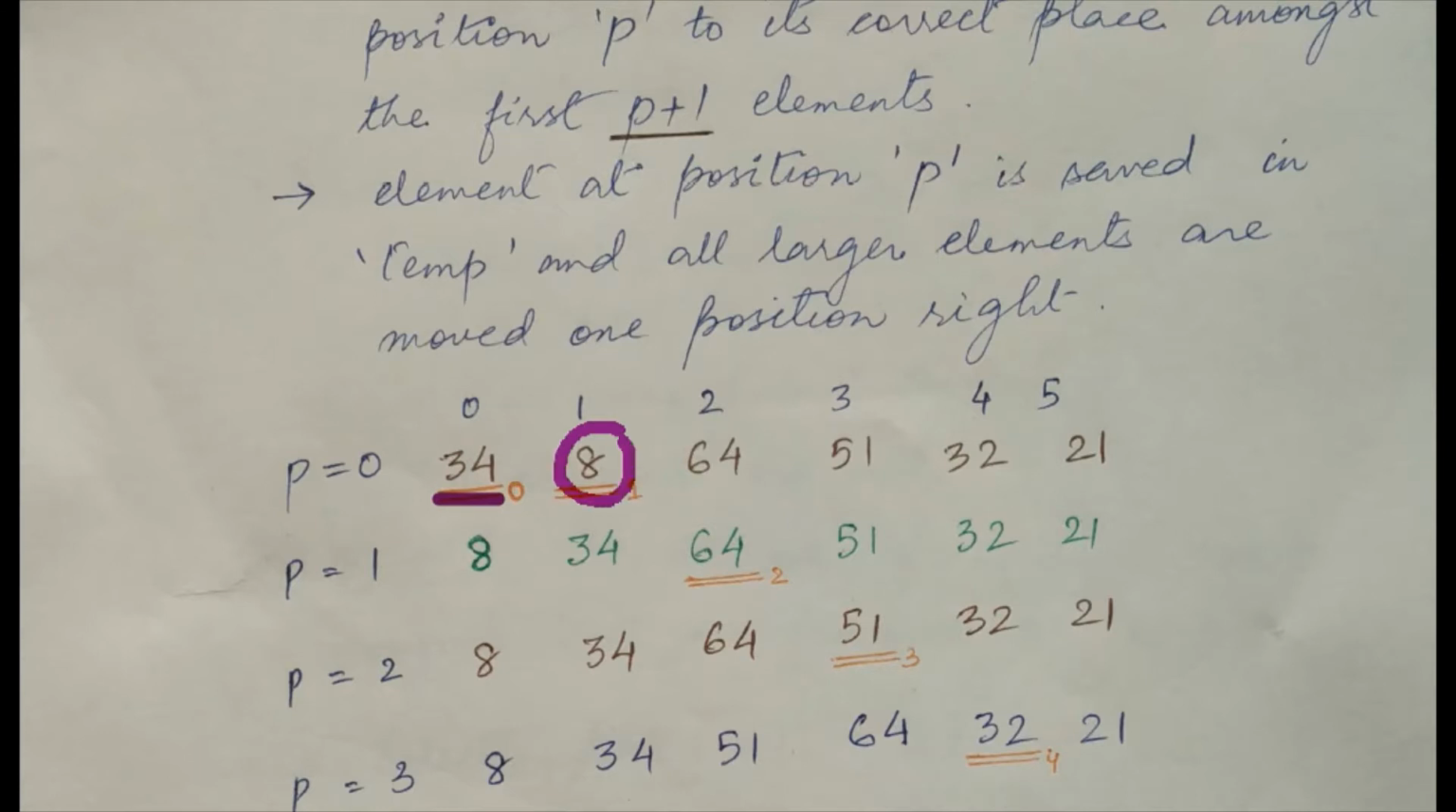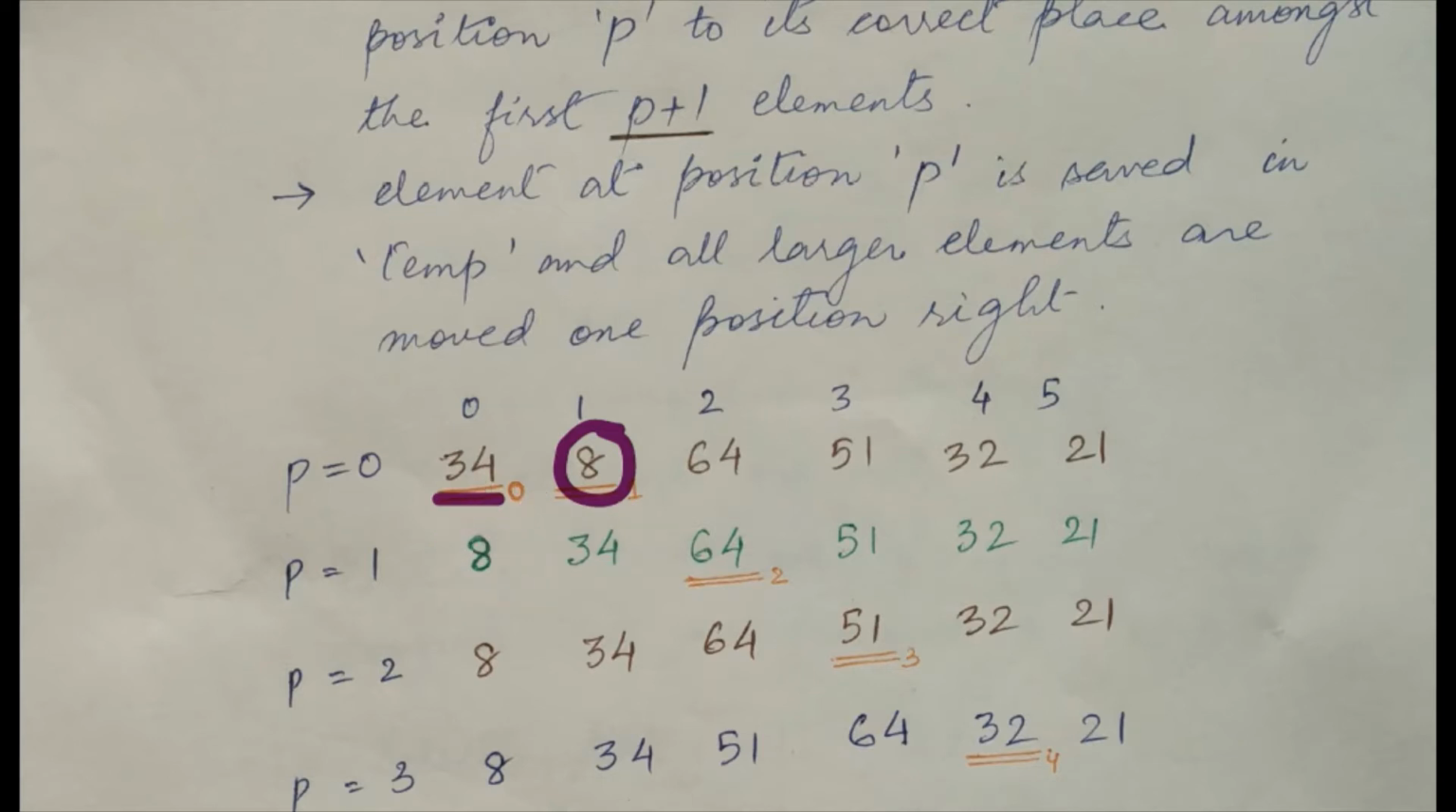But when p is equal to 1, you are actually taking care of the next element. Is 8 sorted with respect to the first p plus 1 elements? P is 1, so p plus 1 elements is the first two elements. Is 8 sorted with respect to the first two elements? No. So you pick up 8 and see where you can put it. This is the rough way of describing this algorithm. We'll see how we do it in the programming. So you shift 8 to its proper location with respect to 34. We're just considering p plus 1 elements.